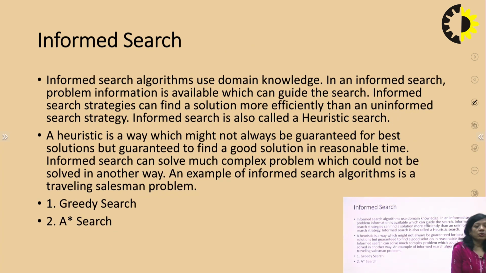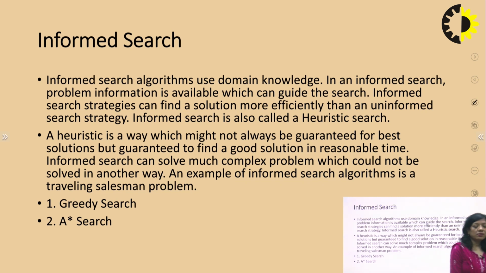Now, moving on, what is informed search? Informed search algorithms use domain knowledge. In an informed search, problem information is available which can guide the search. Informed search strategies can find a solution more efficiently than an uninformed search strategy. Informed search is also called a heuristic search.